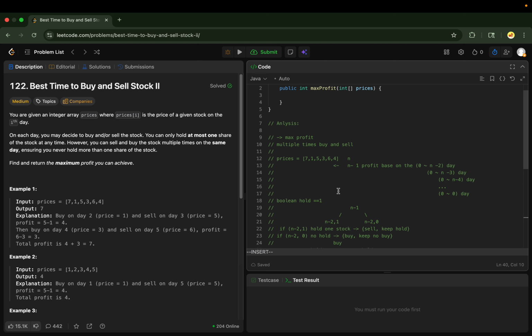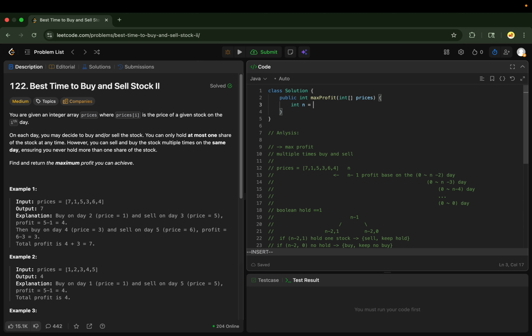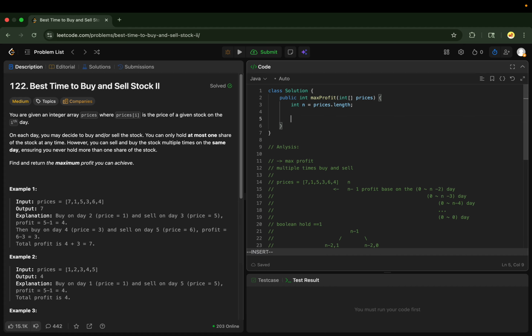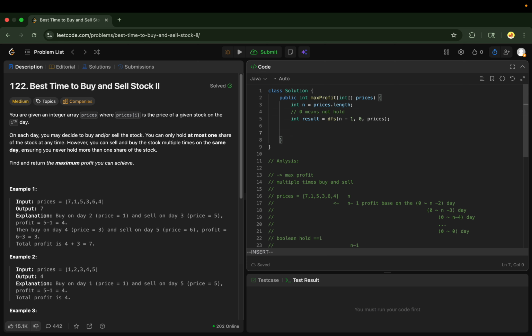Now we can write this code. At the beginning we have the prices. We want to use int result equal to DFS(-1, prices). Also at the beginning, the last thing you have to do is sell it, right? So we can start from here, which means 0, means not hold. We cannot buy anything on the last day. You always have to sell it before the last day, including the last day. So return the result.